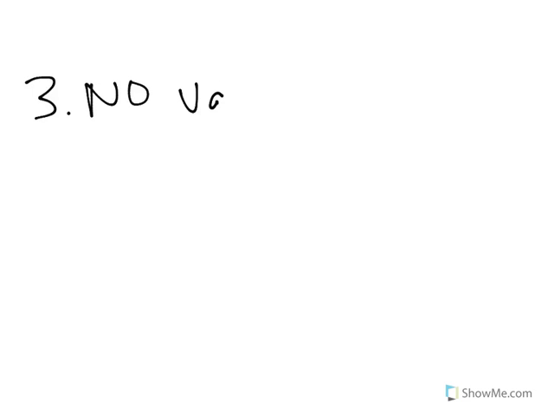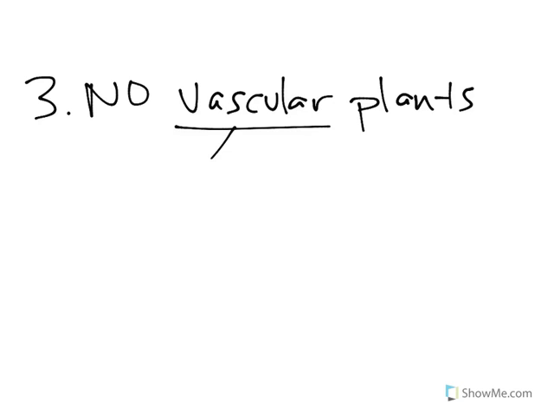Now let's talk about the third thing. No vascular plants. So the first thing we have to think about is, what is a vascular plant? A vascular plant is a plant that has a root system. So roots go down into the ground and they help the plant get all of the nutrients, all of the water, out of the ground and into the leaf.